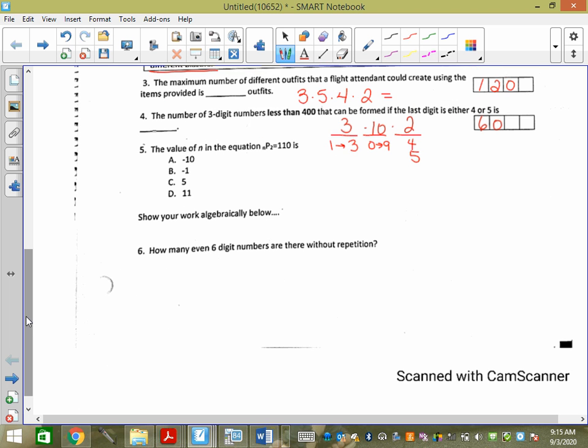We're going to skip number 5 for now. How many even 6-digit numbers without repetition? The moment I have even without repetition, I have to do 2 cases. To work together as a team right there. 2 cases. So this case or this case. The one case has a what at the end? A 0, and the other one has 2, 4, 6, 8.